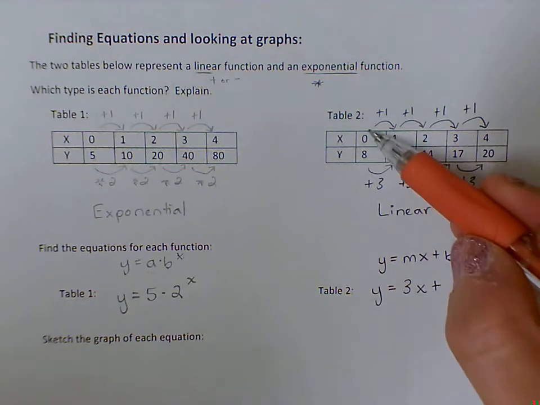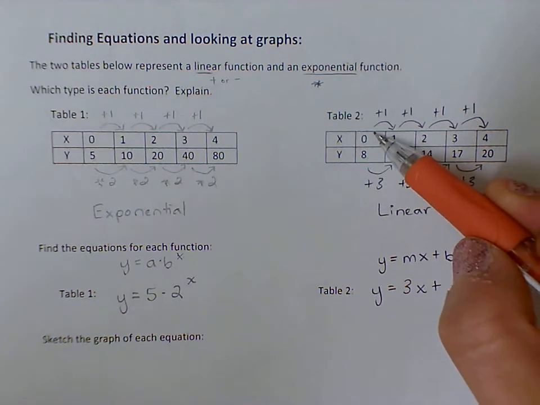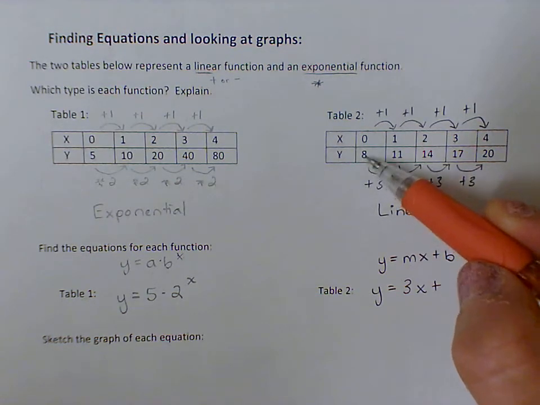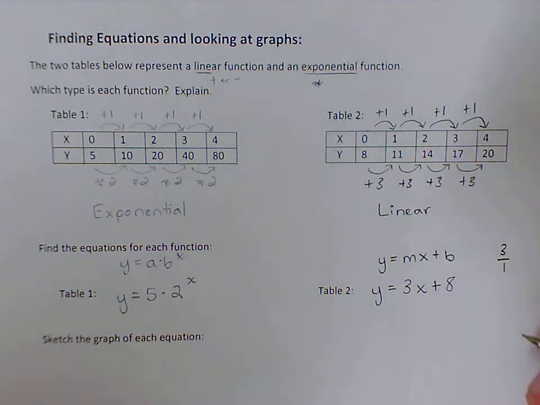The y-intercept has a value for y and a 0 for the x in the table, so that would be your y-intercept. So there you go. There are your two equations, okay? Now we're going to start looking at their graphs.